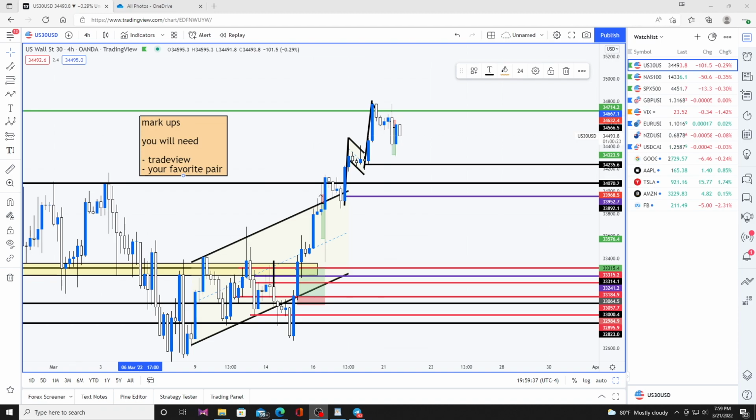What I'm going to be doing now is marking up different pairs every single week, all the way from the 4-hour all the way down to the 15-minute. I'll show you exactly what I look for in a 4-hour time frame from a pair such as US30, or what I look for on a 15-minute time frame for US30. It's going to show you two different ways to trade, either going with the whole swing or trading it day by day by day.